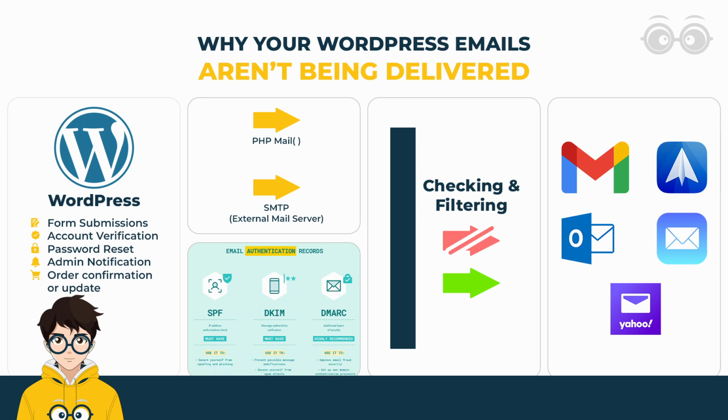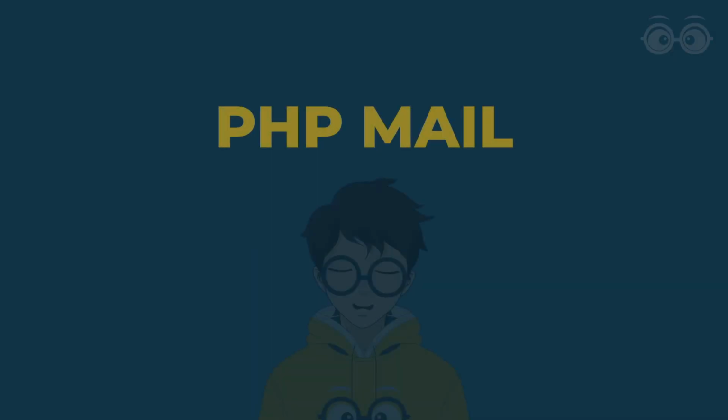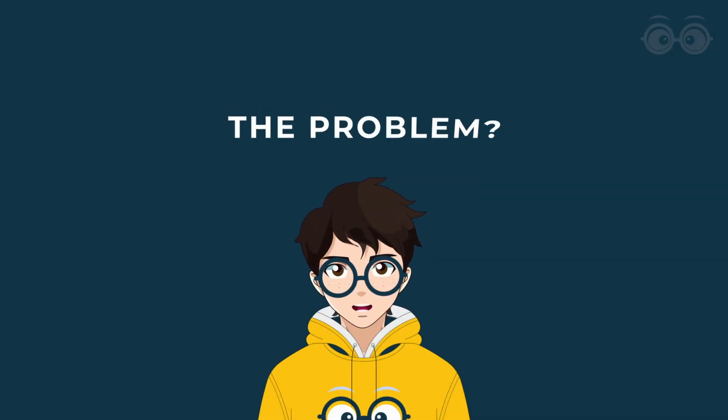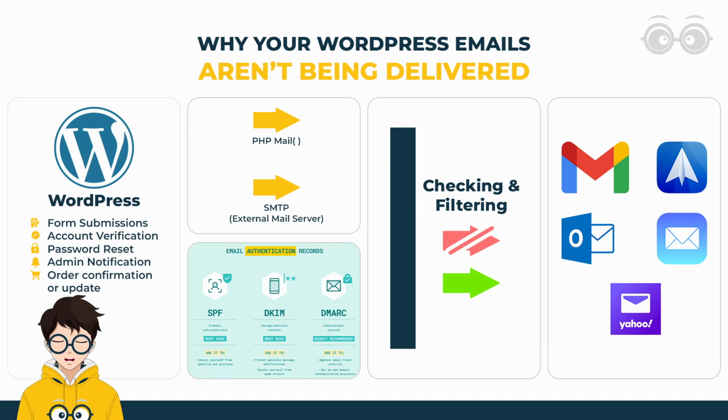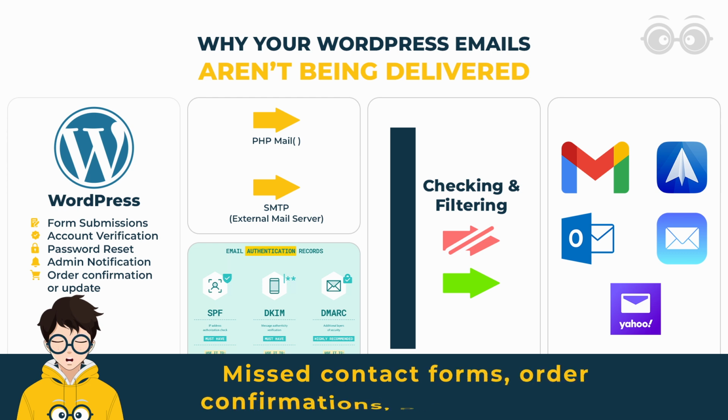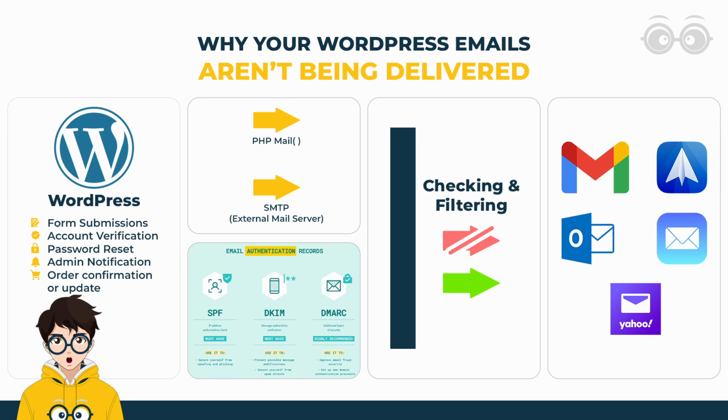By default, WordPress sends emails using PHP mail. The problem? Many email providers block these emails or mark them as spam. This can lead to missed contact form submissions, order confirmations, or password reset emails, frustrating both you and your users. So how are we going to fix this? SMTP.